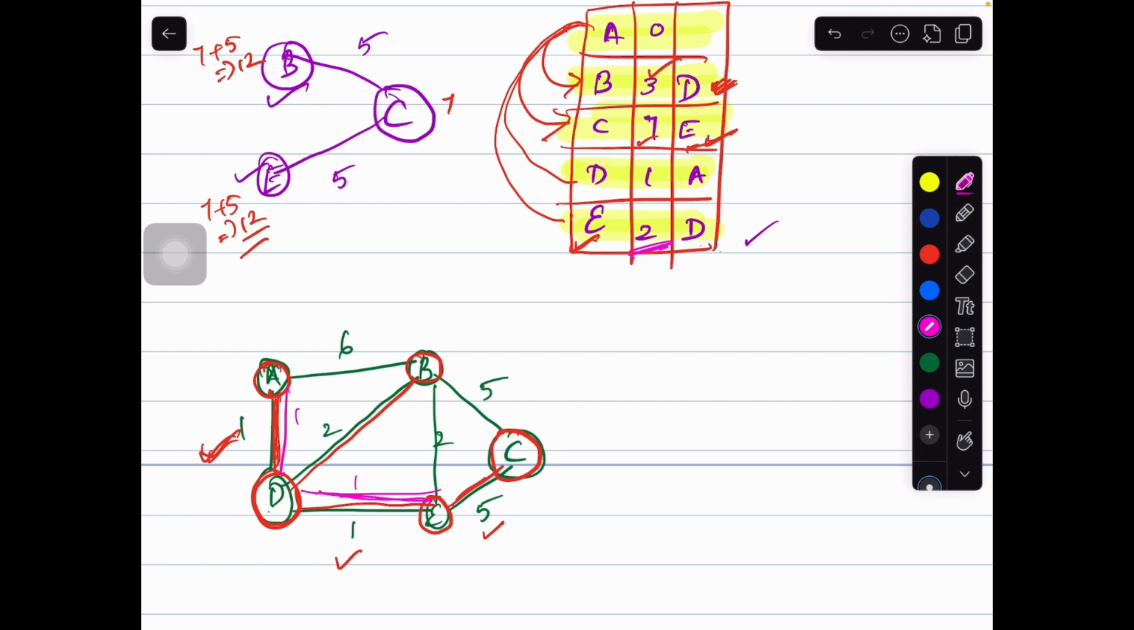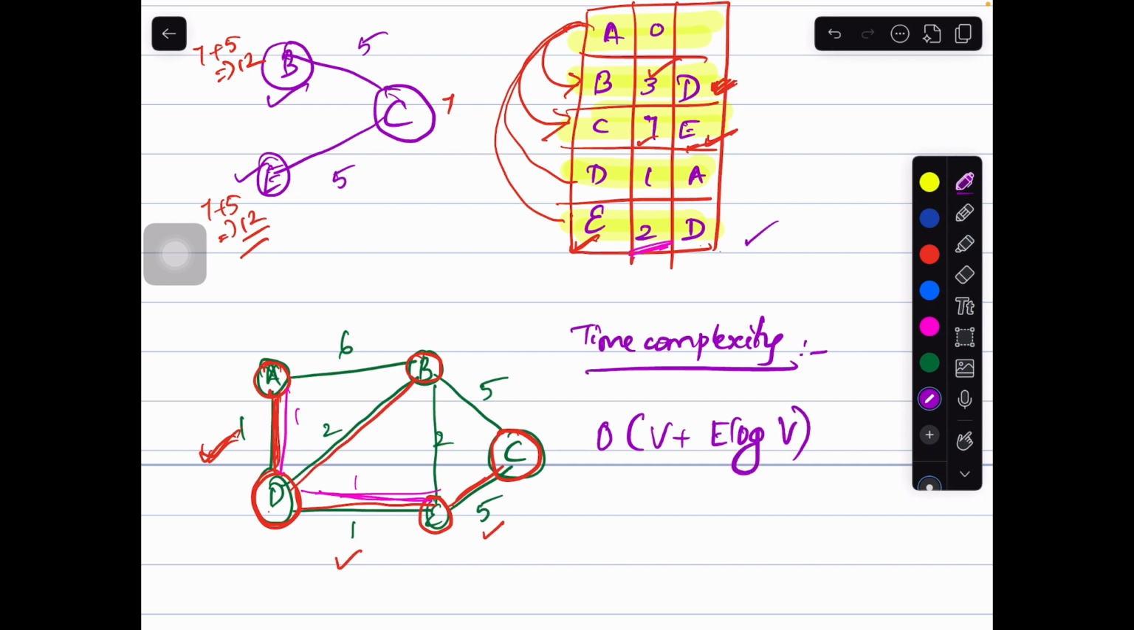Okay, fine. So next, let us see what is the time complexity of this Dijkstra's algorithm. The time complexity is going to be order of V plus E log V. So E is the number of edges in the graph. So the order of V plus E log V is the time complexity for Dijkstra's algorithm.